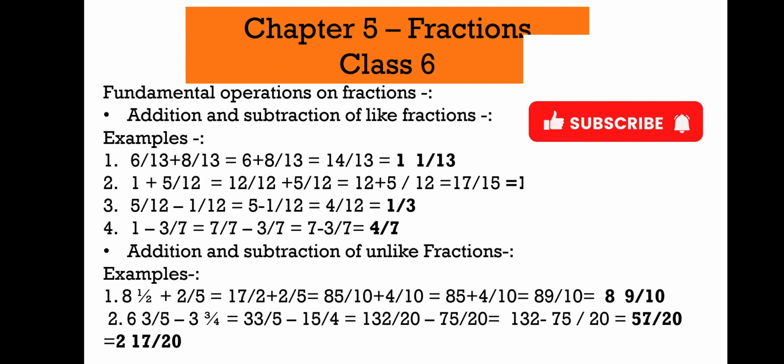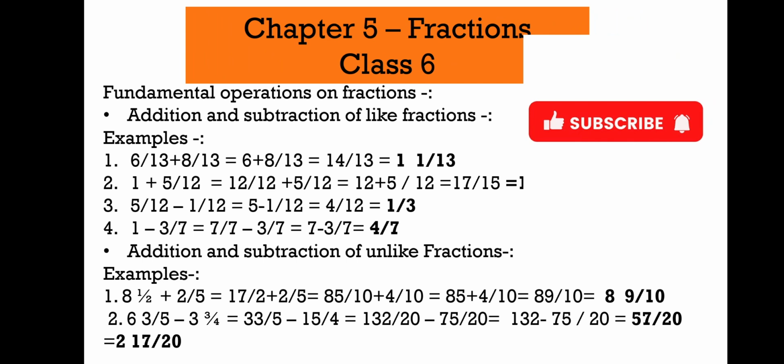I have given examples: 6 upon 13 plus 8 upon 13. Now here the denominator is equal, so we have to add the numerators and keep the denominator as it is. So 6 plus 8 is equal to 14 upon 13, that is 1 and 1 upon 13. Next, 1 plus 5 upon 12. Now 1 can be expressed as a fraction: 12 upon 12 will be 1 plus 5 upon 12, because then we are making the denominator the same. So we can add the numerators, that is 12 plus 5 upon 12, that is 17 upon 12.